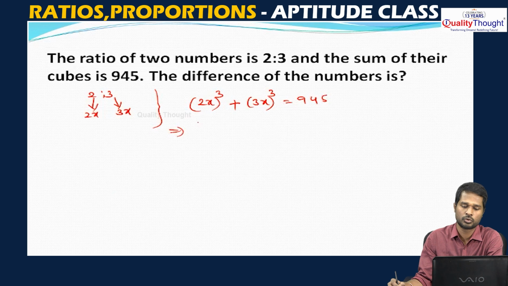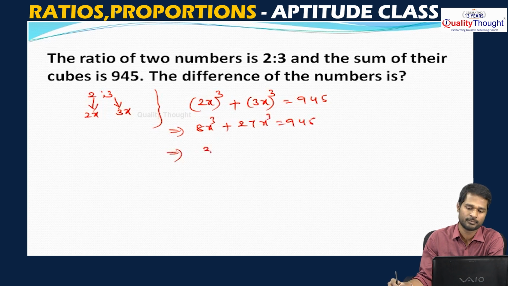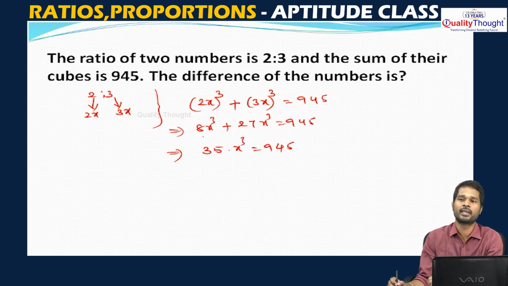So this is 2 cube is 8x cube plus 3 cube is 27x cube, which is 945. Now check here, 27 plus 8 is 35, x cube equals 945. So 35x cube is 945. Cancel the things if anything goes.